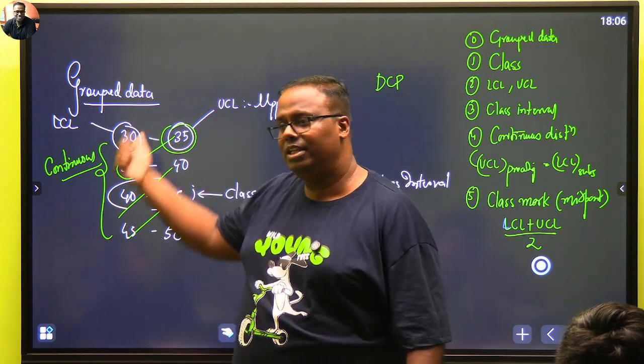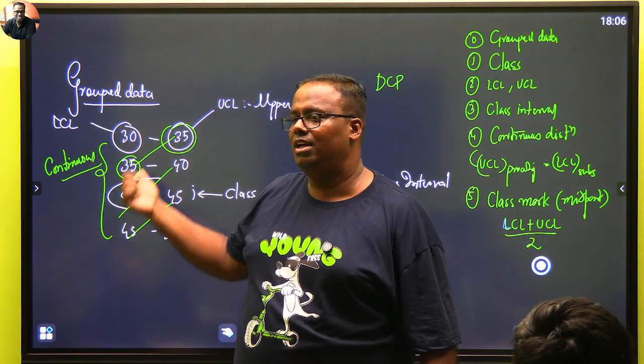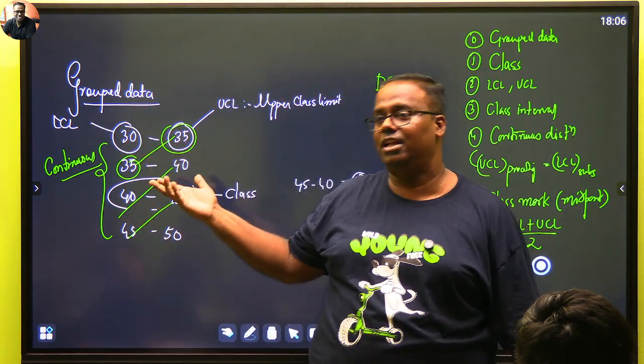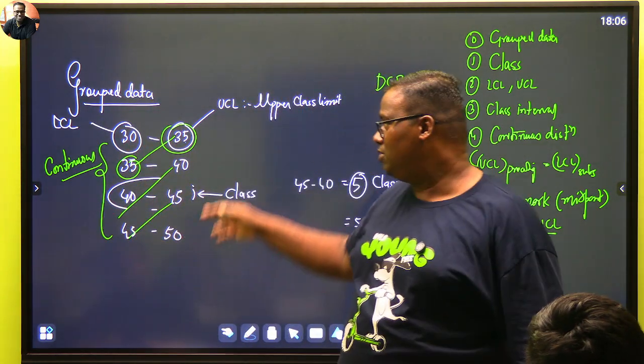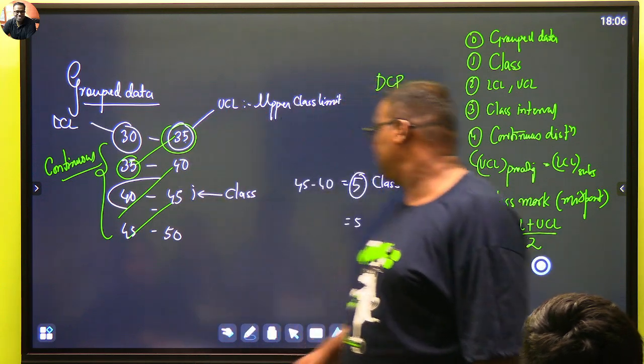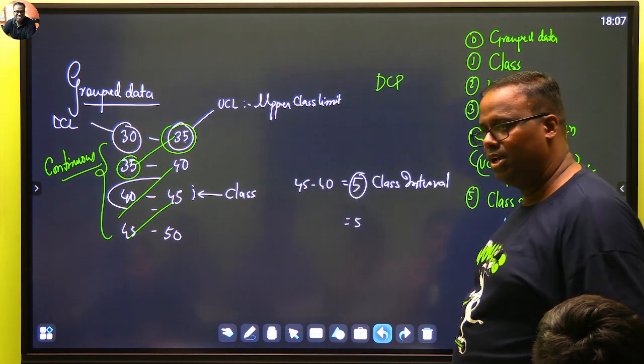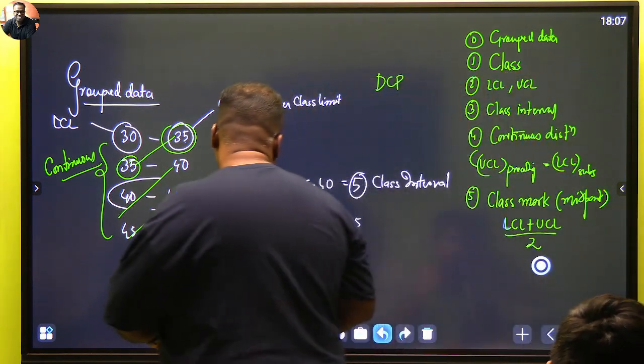या तो आपको data दे देगा, like in grade 8 they used to give you data and ask you to draw graph. Now they'll give you group data. Group data से data निकालना आना चाहिए. So what is that data? The data is always the class mark. How do you get the class mark? LCL plus UCL divided by 2. क्या इतना clear हो गया आपको? Right, fine.